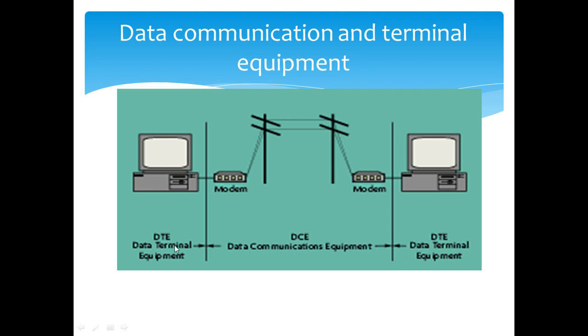We said that DCEs are devices that establish, control, and terminate the communication channel, and modems are included in the DCE. For the DTE, they are devices that generate, process, and terminate data for communication purposes. So the DTE generates, processes, and terminates, and the DCE equipment controls, terminates, and establishes a communication channel.